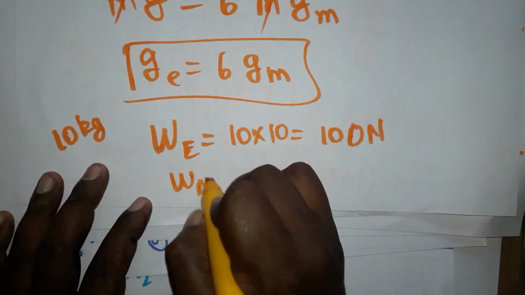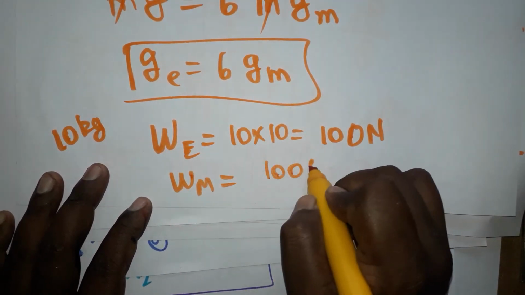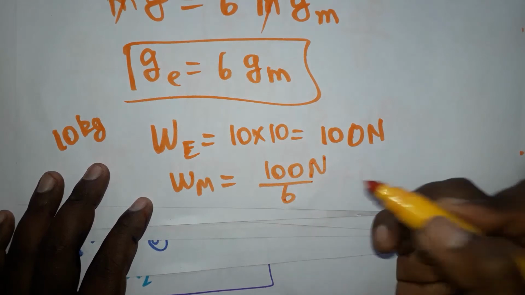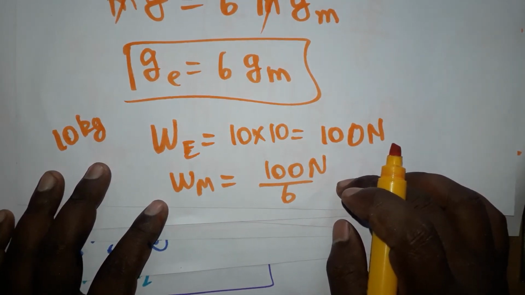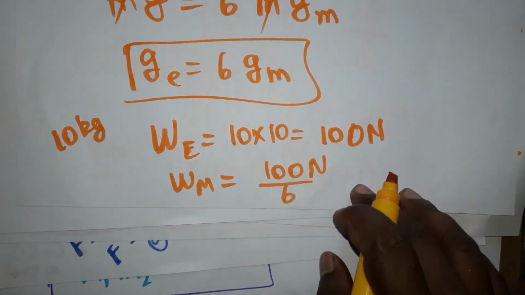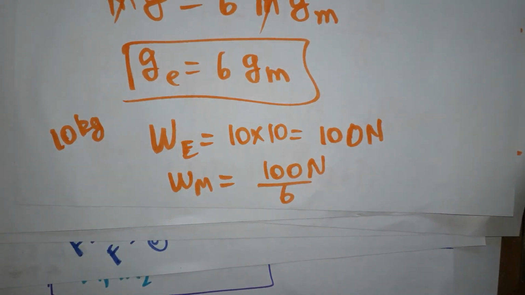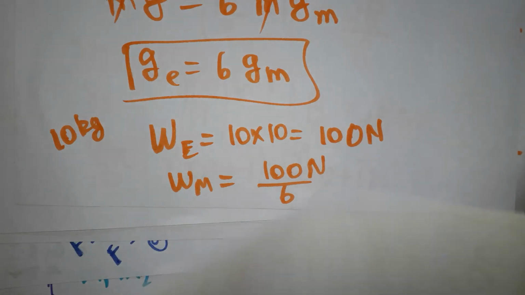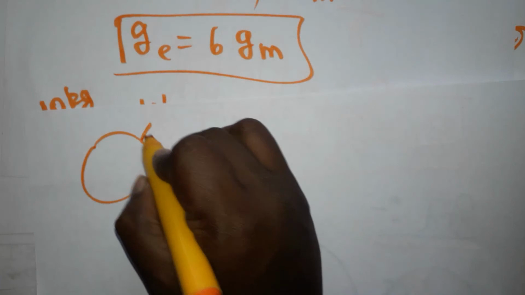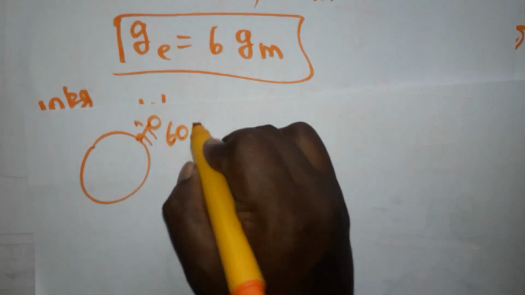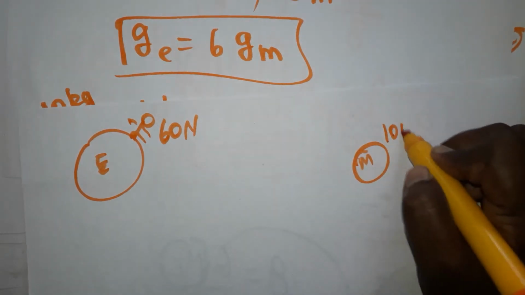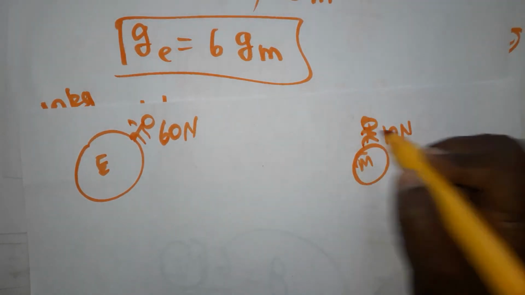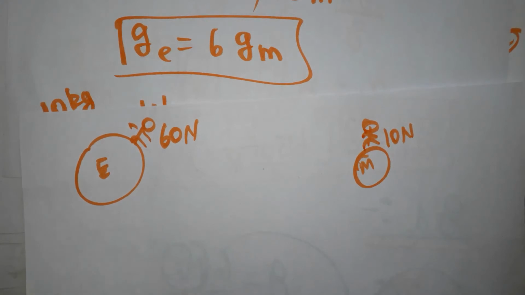Similarly, the weight on the moon surface is going to be 100 Newton divided by 6, because the weight decreases 6 times as the acceleration due to gravity decreases 6 times. In case your weight on the earth surface is 60 Newton, then on the moon surface it is 10 Newton only, because it decreases 6 times. Your mass will be constant.